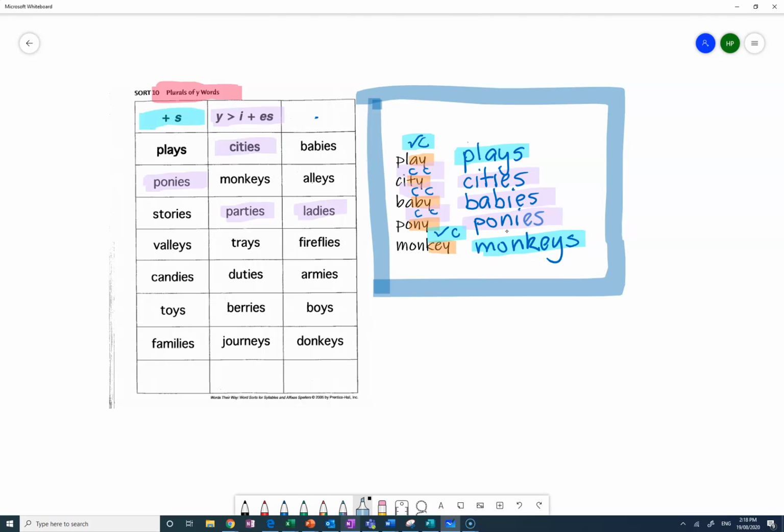What I'd like you to do below this word sort, and I've left a box for you, is to brainstorm some other words that aren't in this word sort. Really try to challenge yourself with your nouns and try and come up with some that follow the plus S pattern or drop the Y and add IES pattern. I'm really keen to see how many you can brainstorm yourself that aren't in that word sort.